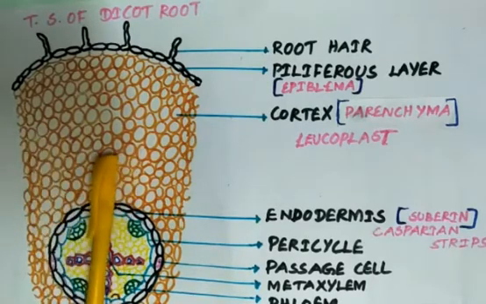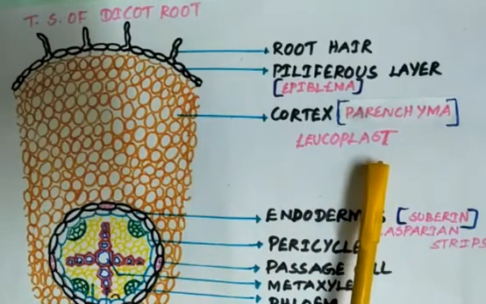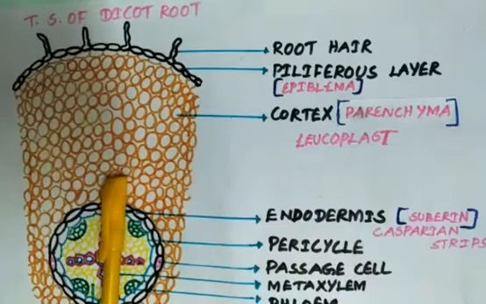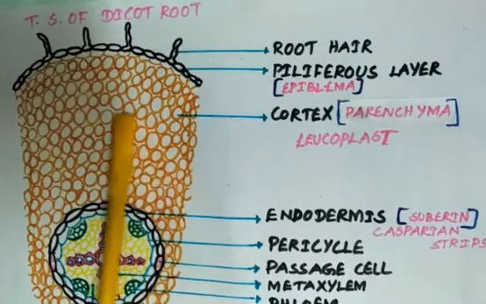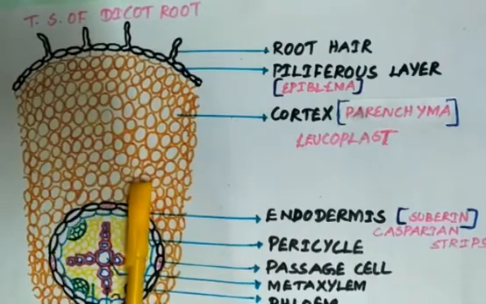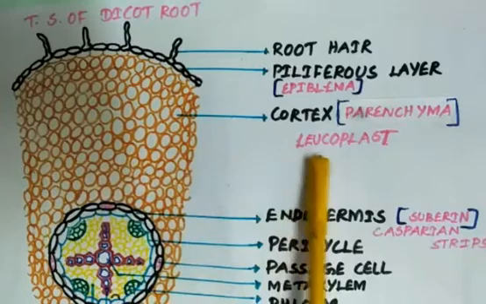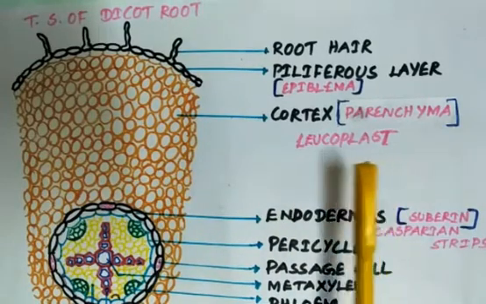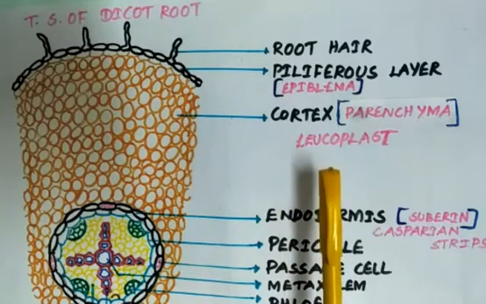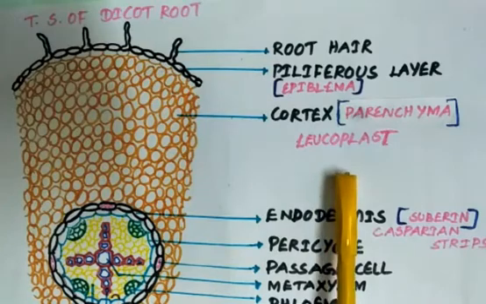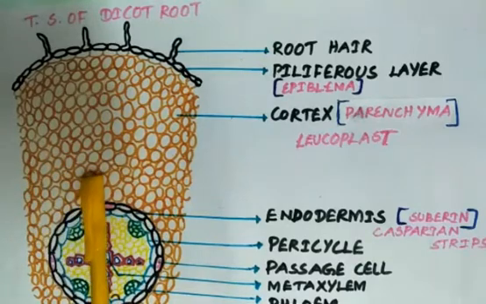Then these cells contain leucoplast. It is a colorless plastid, so it stores food materials. The main function of this cortex is storage. It is a kind of plastid. Plastids are of three types: chromoplast, chloroplast and leucoplast. Leucoplast is a colorless plastid. Next, the shape of these parenchyma cells is oval or spherical.